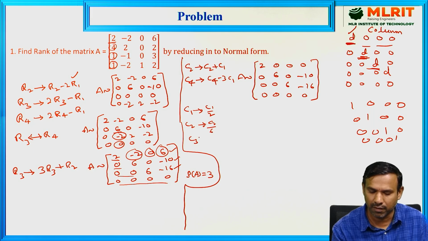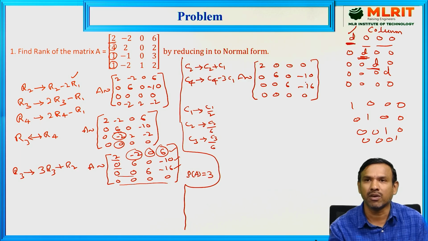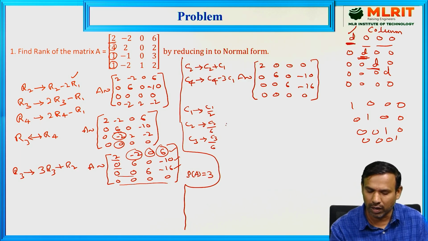C3 implies only one element is there, so we can do this operation. C4, if you do division, you will get fractions, so leave it. Only three columns we are changing. Whenever you are doing column operations, work column-wise. First column divide by 2: 2 by 2, 1, 0, 0, 0.